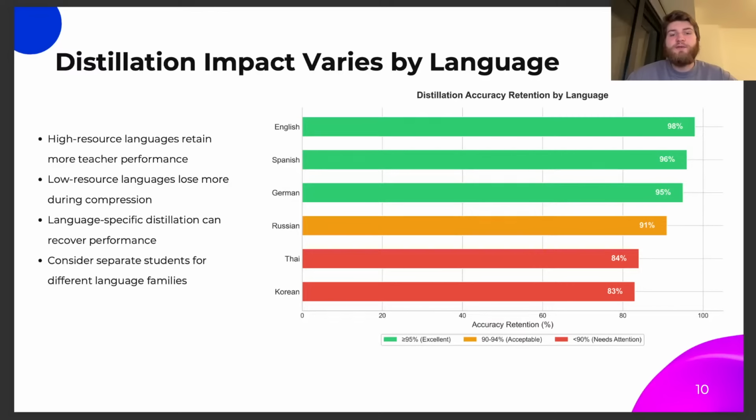Sample to give each language roughly equal representation during distillation training, regardless of your production traffic distribution, and you can always calibrate later. So training typically converges in 3 to 5 epochs for classification tasks. So don't overtrain. The student can start to overfit to teacher quirks rather than learning generalizable patterns.